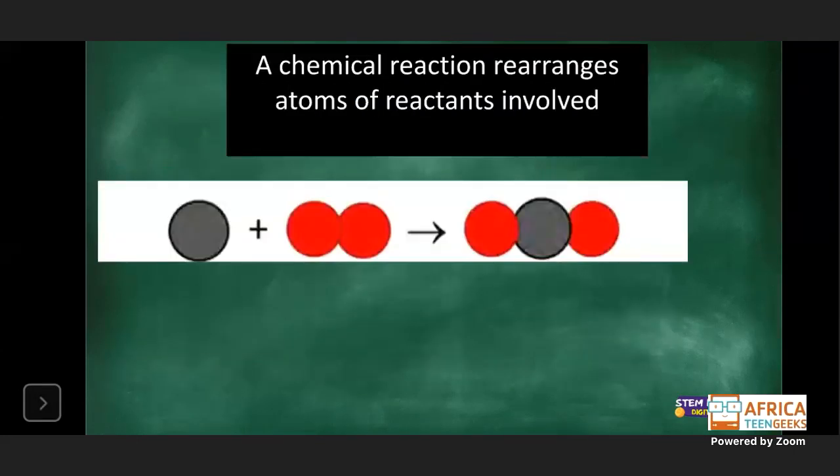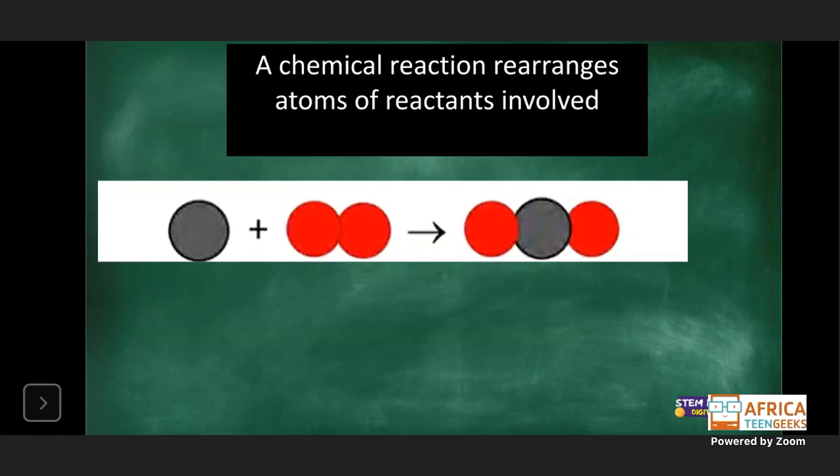Okay, and another property of chemical reactions is that atoms are getting rearranged, all right? Reactant atoms are rearranged. And here we have an example of the formation of carbon dioxide. So guys, the gray circle there is indicating our carbon atom. And then the two red circles there are indicating our oxygen atoms.